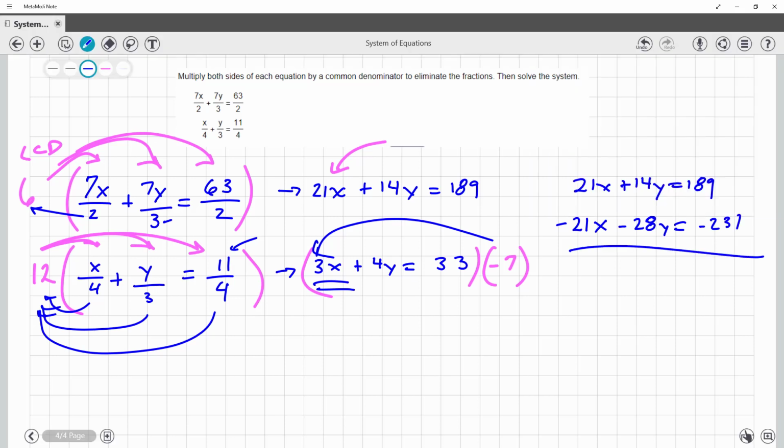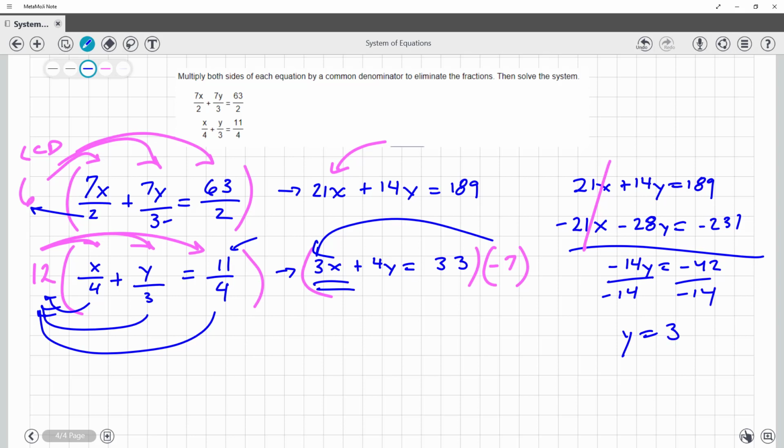So using my elimination, I get 14 minus 28, which is -14y. I get -231, that's a 1, sorry, it looks so horrible, plus 189. I'm cheating and using my calculator. I get -42. I divide both sides by -14. And I get y equals 3.